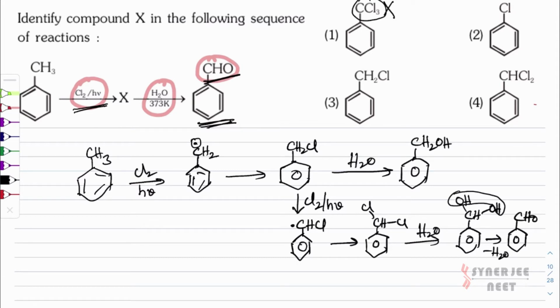Now the second one: only one chlorine is there. First of all, the benzyl carbon itself is missing, so this is anyway not our answer. Next, here only one chlorine is there. Yes, it is possible, but it will not lead to benzaldehyde. So this cannot be the X. Now here, yes, two chlorines are there, and this is our option.